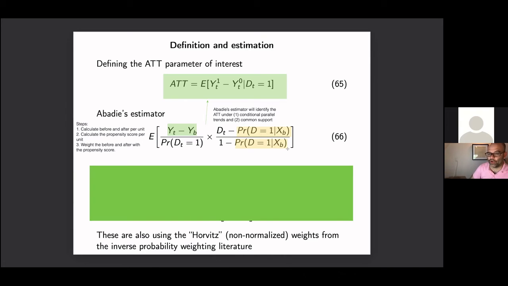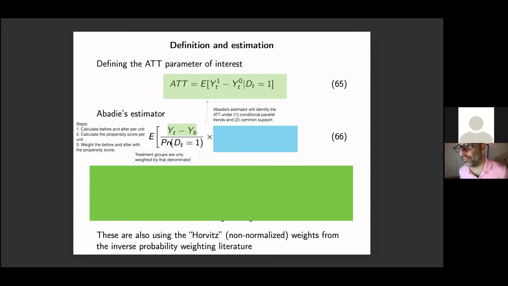And so if you are in the treatment group, D will be a 1, and then this will be 1 minus the propensity score divided by 1 minus the propensity score, which means that'll cancel out. And so treatment group units are only weighted by that denominator. And that denominator is basically an average. It's the share of the population in the treatment group. So it's just dividing by the number of units in the treatment group, right? So it's only going to be weighted by that denominator.